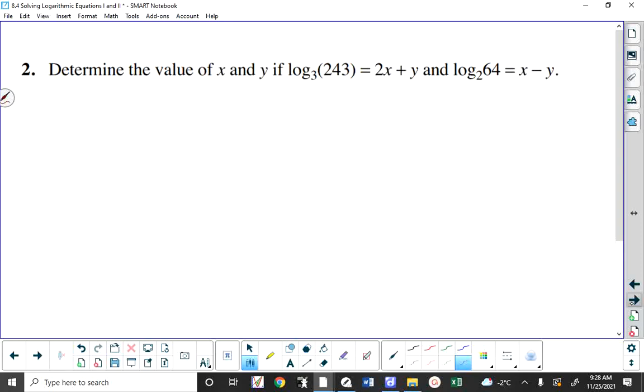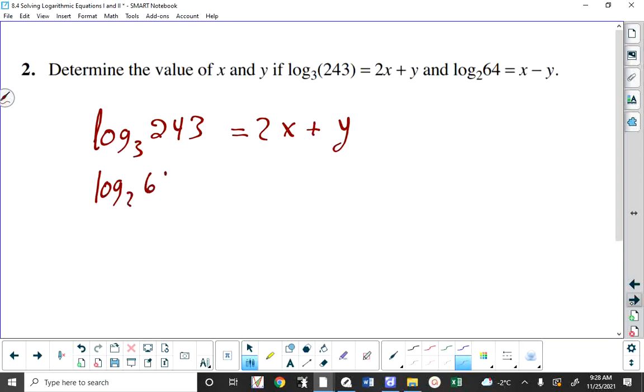So log base 3, I'll rewrite this, log base 3 of 243, and strangely enough, we really don't need the brackets at all there, equals 2x plus y, and log base 2 of 64 equals x minus y. This first equation, equation 1, becomes, did I say 5 is 3 to the 5, 243? I want to pause there.